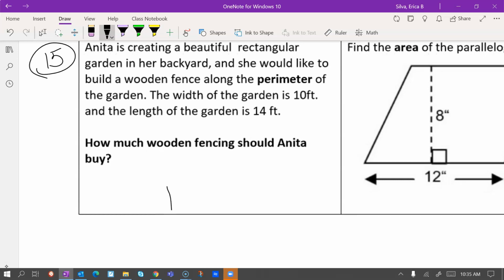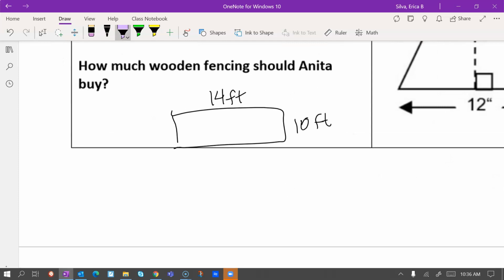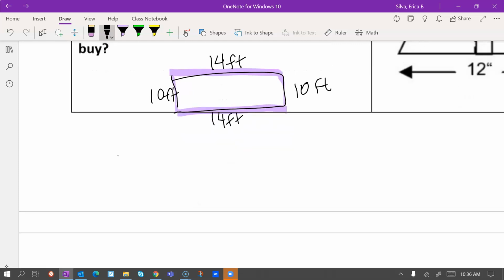So let's go ahead and draw a rectangular garden. The width is 10 feet. The length is 14 feet. To find the perimeter, all we have to do is add up all of the sides. This one, because it's directly across, is 10 feet. This one is 14 feet, and all we have to do is add them all up. So we get 14 times 2 is 28 plus 20, and that gives us a total of 48 feet.